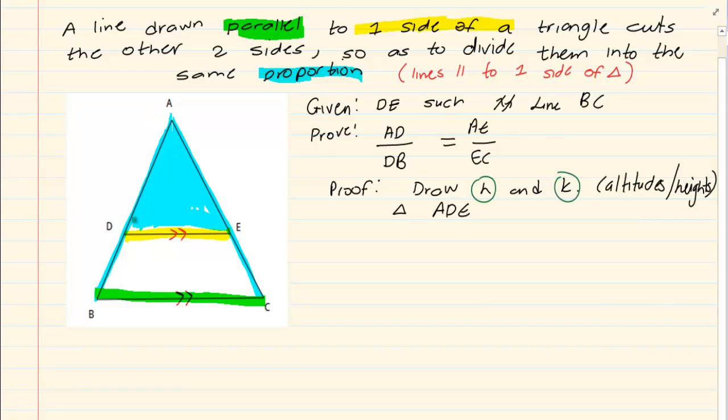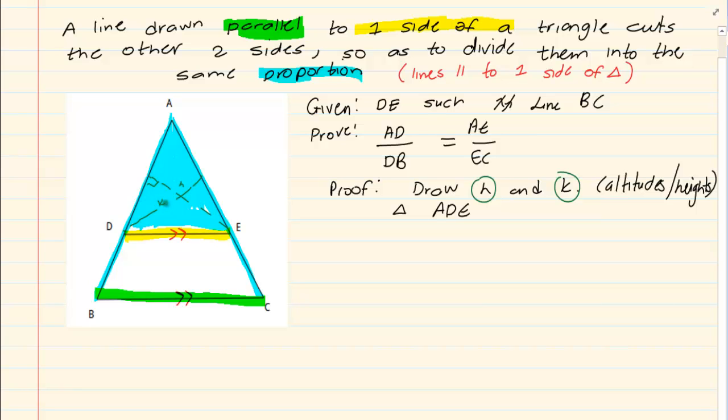But when we're drawing them, they're going to be drawn to the sides AD and AE. What I'm actually saying is draw this and make it perpendicular. Label it H, and I'm saying draw this line and label it K.